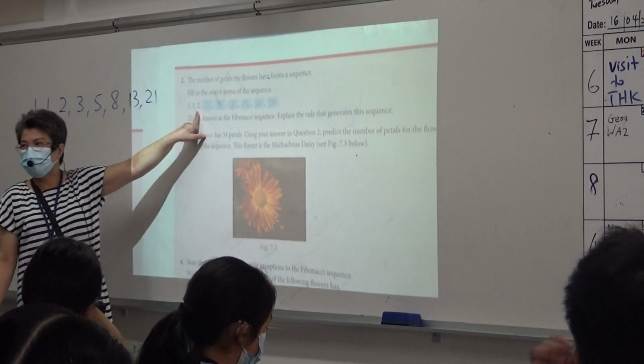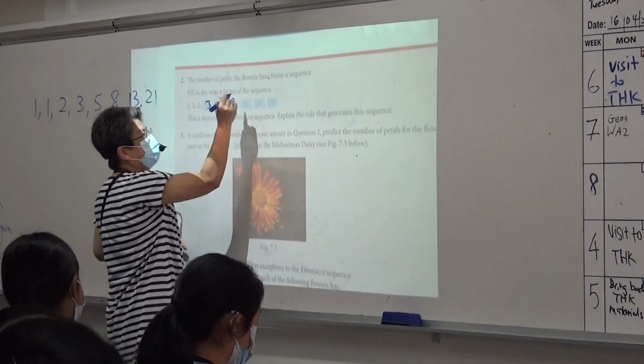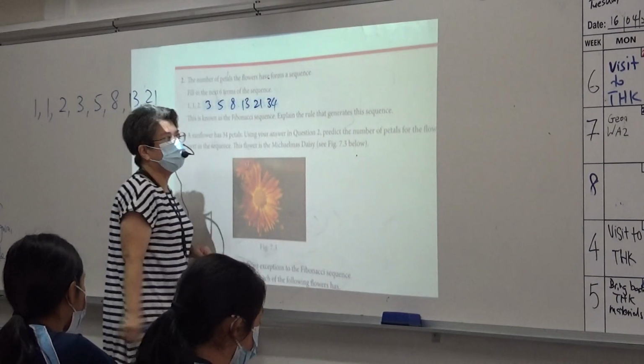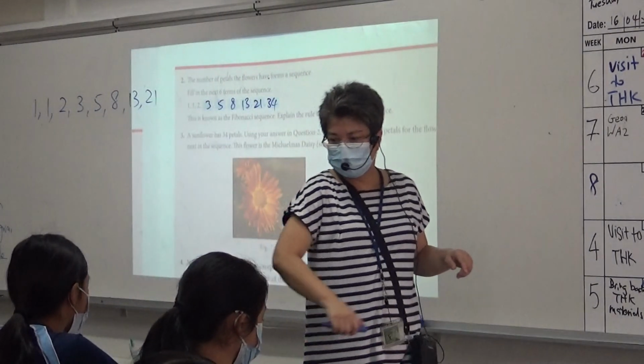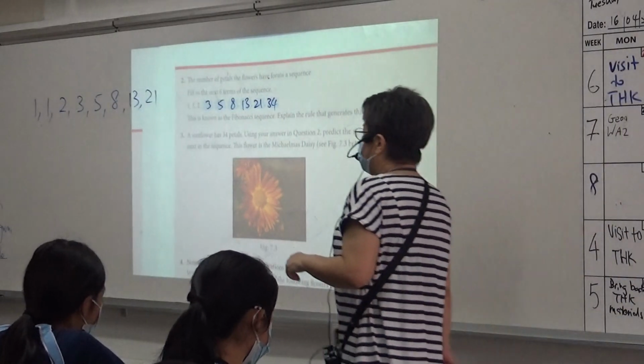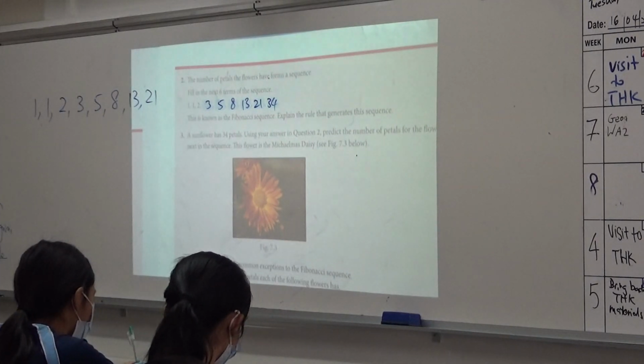1, 1, 2, 3, 5, 8, 13, 21, then 34. This is called Fibonacci sequence. Understand? So when people ask you what's a Fibonacci sequence, this is a Fibonacci sequence. Okay? Why Fibonacci sequence is so popular?